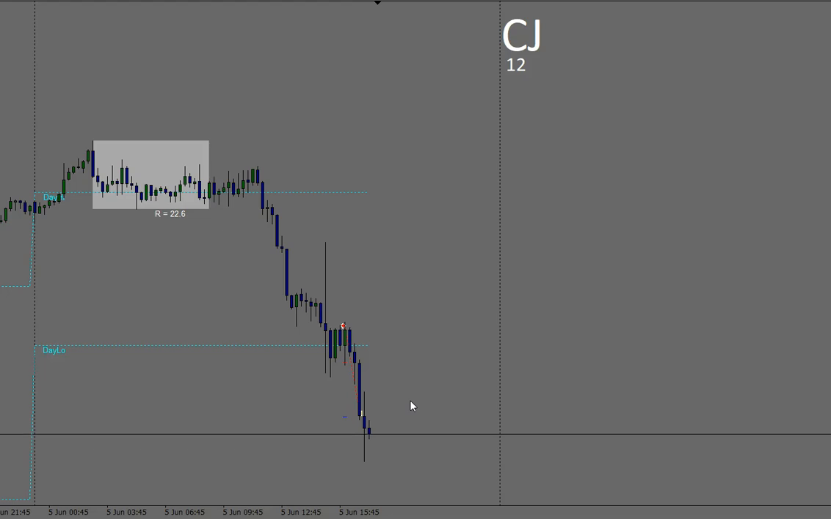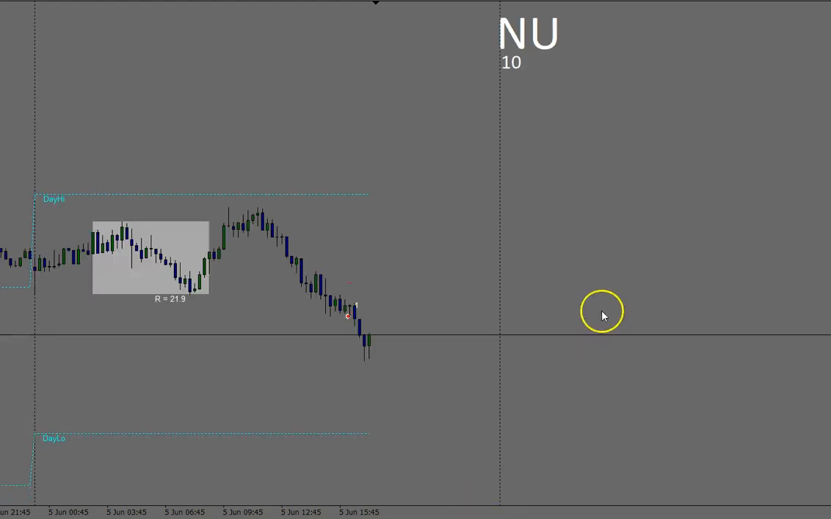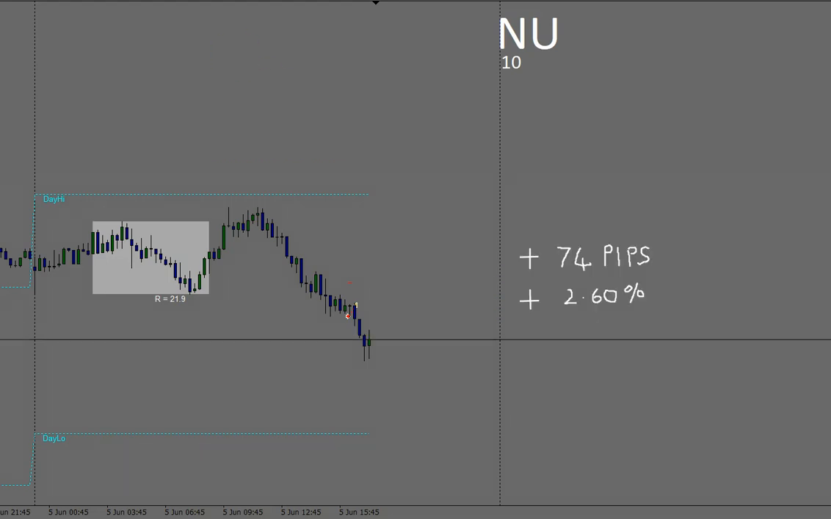New Zealand dollar, US dollar was one that I punched out of earlier. I took this as it came through entry, and it returned back in, and part of our rules say if this happens we need to punch out. And so finishing the day with plus 74 pips, giving me 2.6% on my capital. So not a bad day at all.